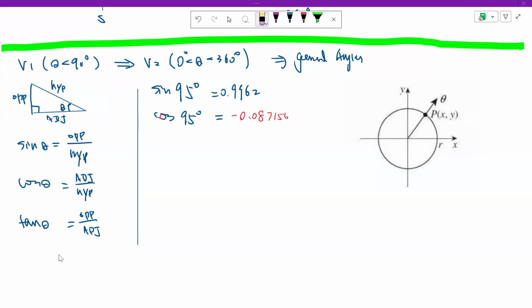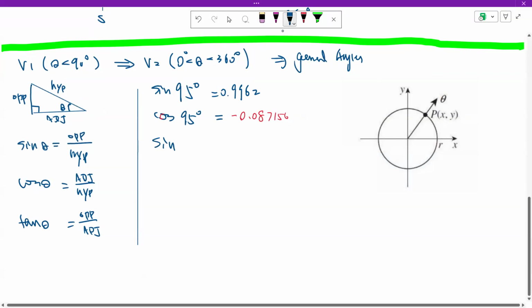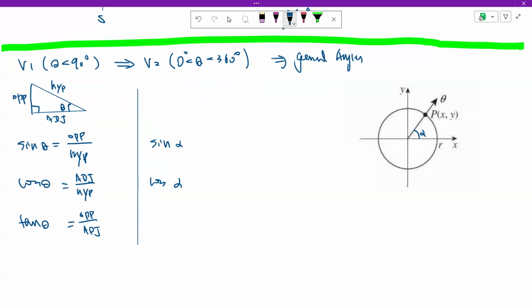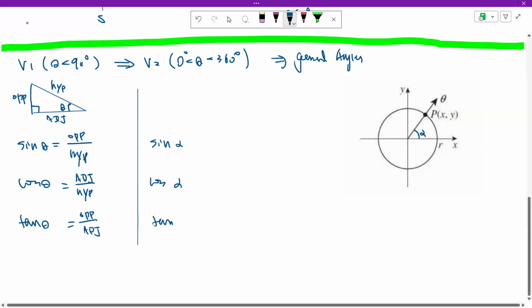So if you have sine 120 degrees, we can draw that on the diagram here. If you draw 120 degrees, that's 120 degrees. How do you find sine 120 degrees? Leave that question with me. Let's explain from the very beginning. We need to define in a new framework what sine, cosine, and tangent are. That was theta, we call this alpha. We call this tangent.